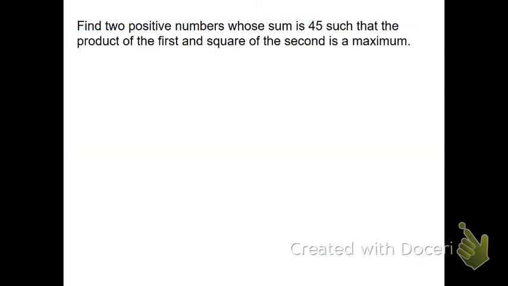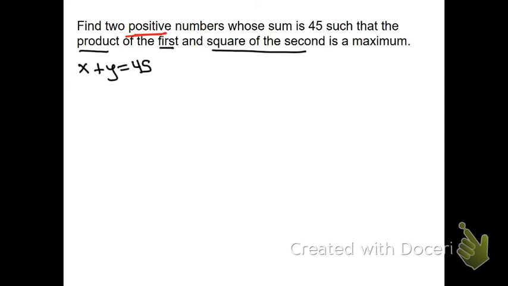See if you can set this one up. Hit pause. When I say I want you to set it up, I want to see those 3 equations, okay? Those 3 sections. So we need 2 positive numbers. Don't worry about that. That's up to the writer of the question to figure that out. I need 2 numbers whose sum is 45. Okay, I got that. x plus y equals 45. Check. Done. Such that the product of the first and the square of the second is a maximum.